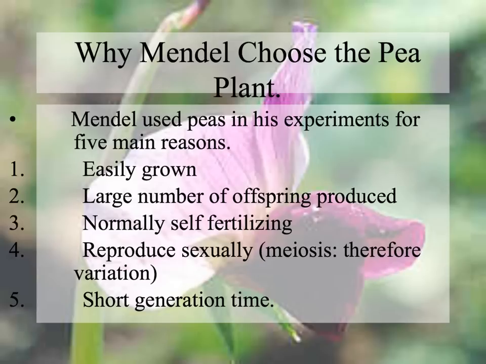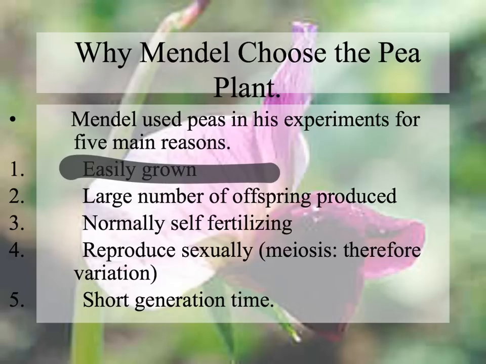Mendel chose pea plants. Part of the reason he was able to make a good decision about choosing pea plants was because of his experience in agriculture based on his peasant lifestyle. So there are 5 main reasons that pea plants were a successful species to pick and why Mendel picked them. Number 1, they're easily grown. They're very hardy, and because they're hardy, it makes more sense to select them as a species.